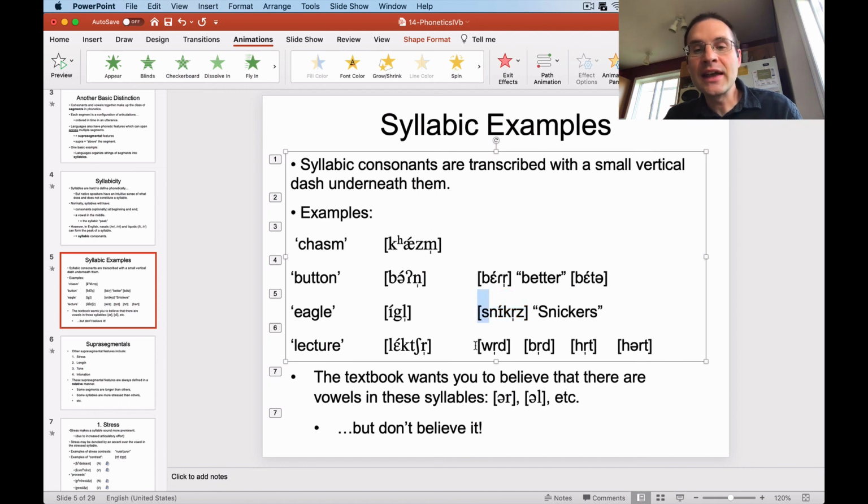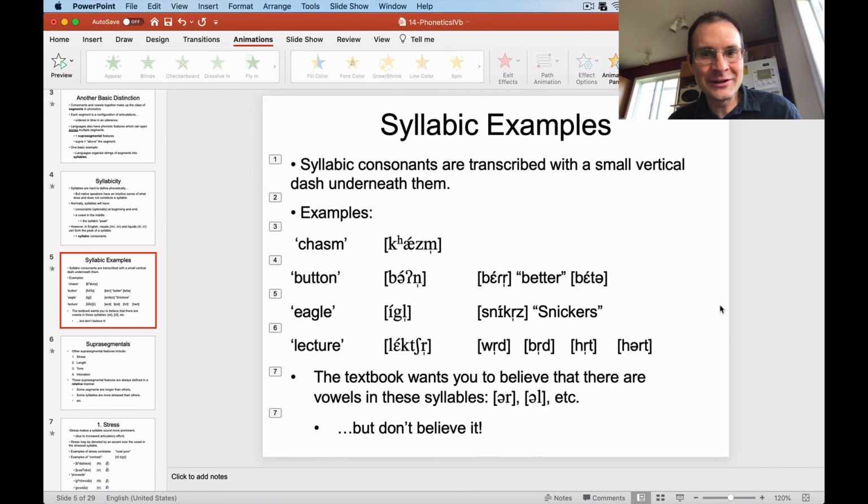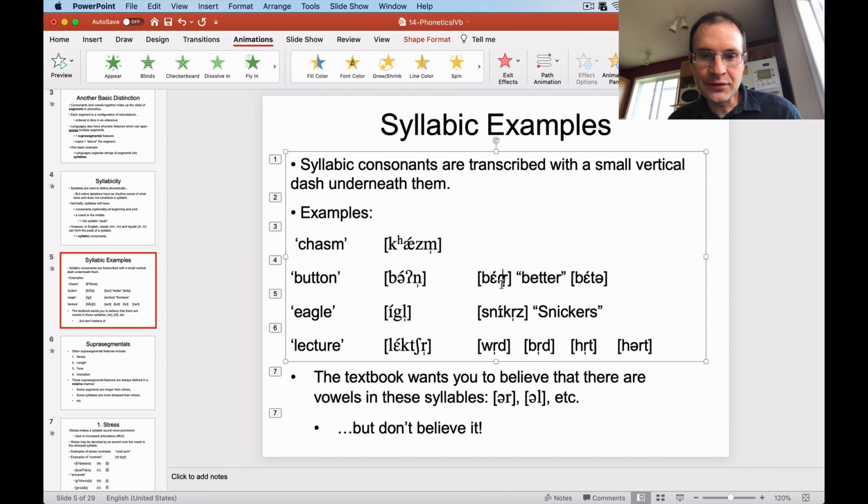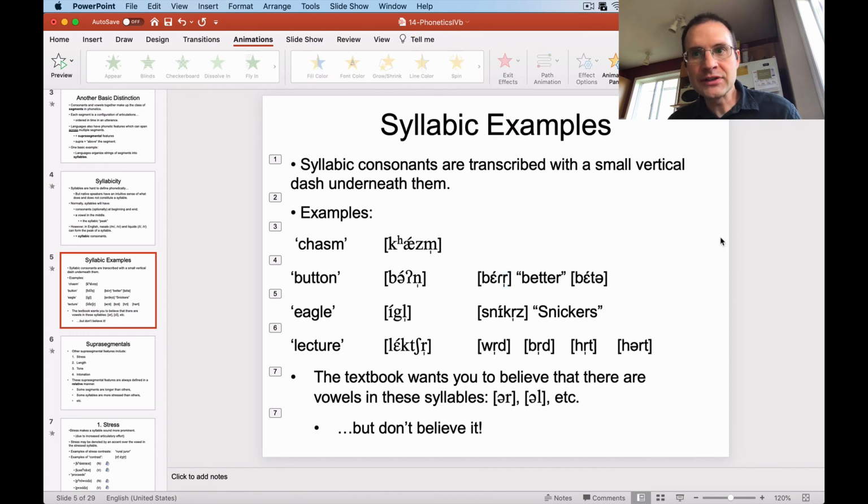So Snickers has stress on the first syllable. You have to denote that with this little strike mark on top of the I there. So anytime you have more than one syllable, make sure you're transcribing stress. If you don't, you're going to lose points in your transcription exercises. So watch out for that. Also watch out for these little syllabic consonants, and you should be okay. And that's all I'm going to say about phonetics.